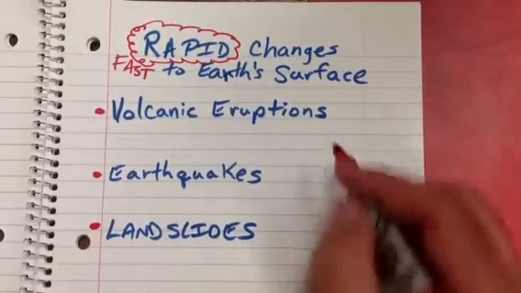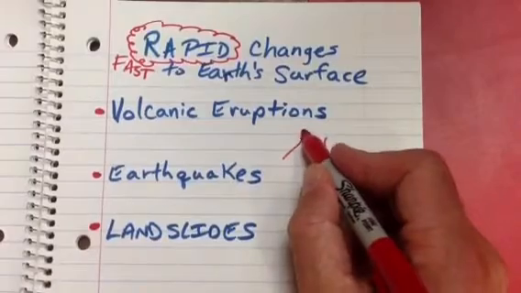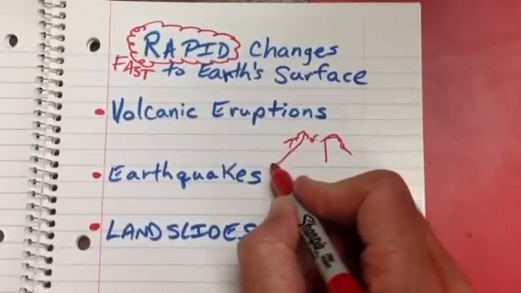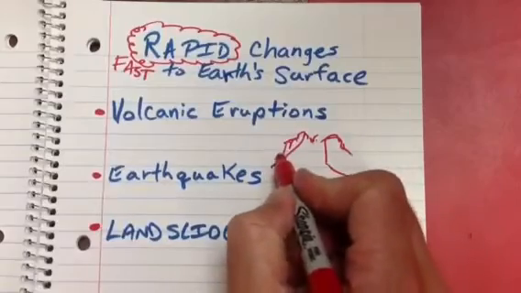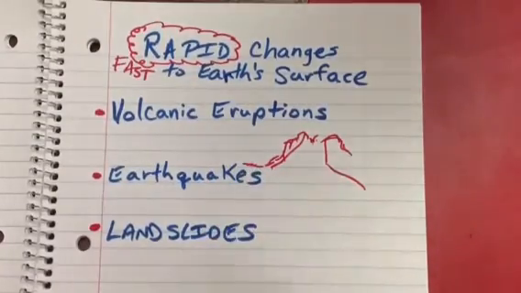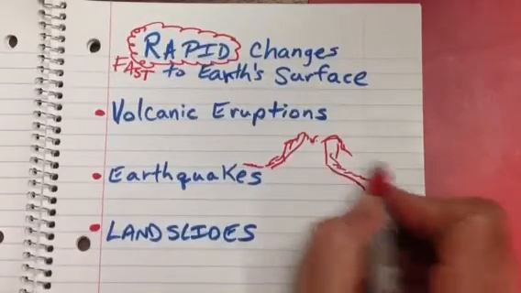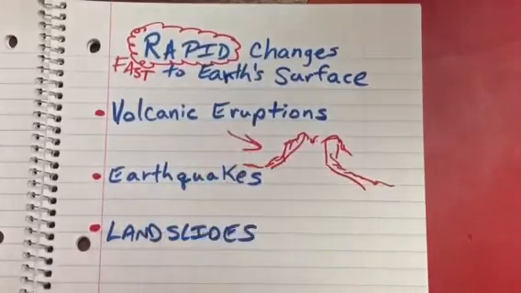Volcanic eruptions: when the volcano spews out all the molten lava and magma, it adds new surface to the Earth. It breaks down, destroys, and burns anything in its path, and it's changing the Earth's surface quickly, rapidly.